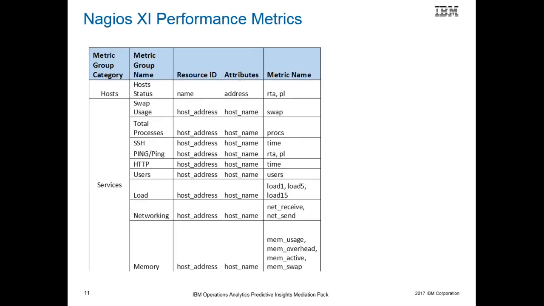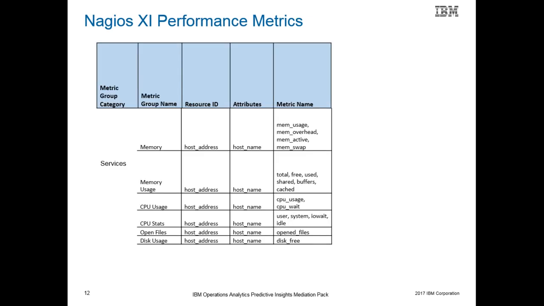The following slides show a table that illustrates how the metric content from the CSV files are used in the Predictive Insights product. The metric groups for Nagios are host status, swap usage, total processes, SSH, ping and HTTP. Along with users, load, networking and memory. Other metric groups for Nagios are memory usage, CPU usage, CPU stats, open files, and disk usage.